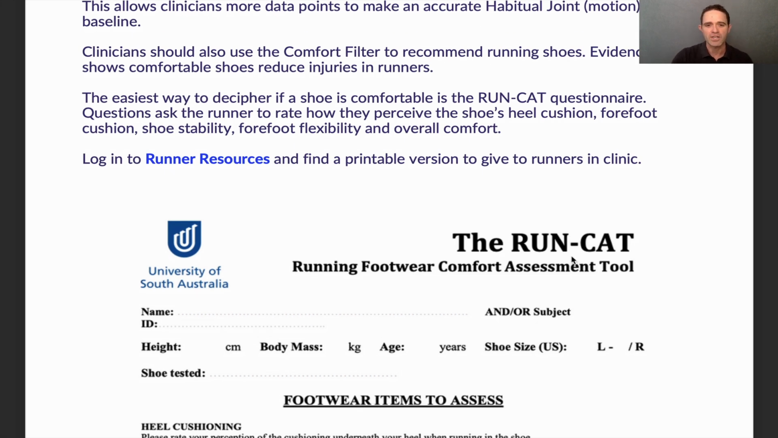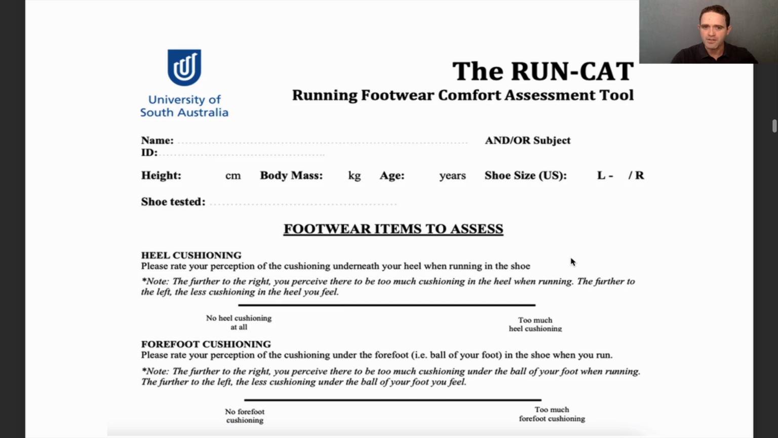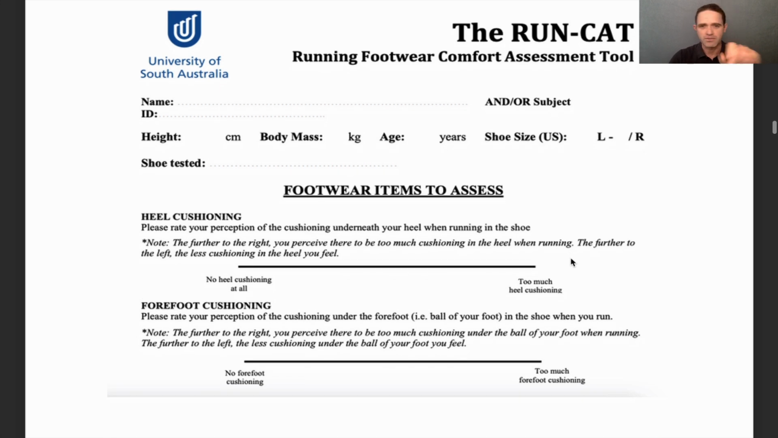The RunCat questionnaire, the Running Footwear Comfort Assessment Tool, is a questionnaire that patients or runners can go through, and it's really simple here. They have the shoe there, which side it's on, the shoe that you're testing, your body mass, all that stuff. It's really easy to put all this in, and this was developed by some really important folks out of the University of South Australia. It's a really interesting read. If you have time for it, take a look in the references, and I'll show it to you.